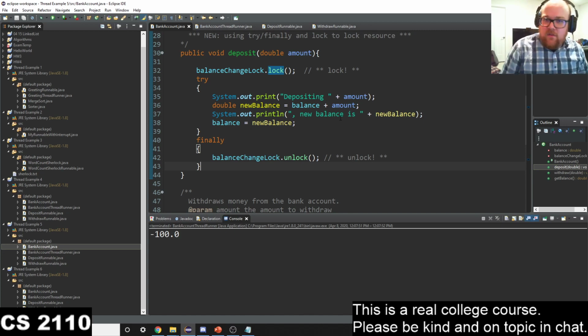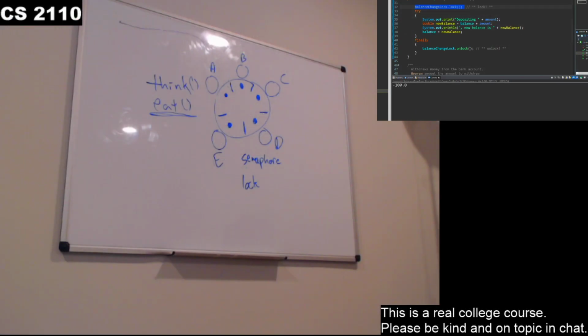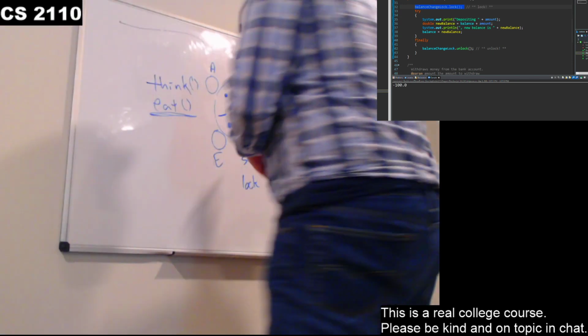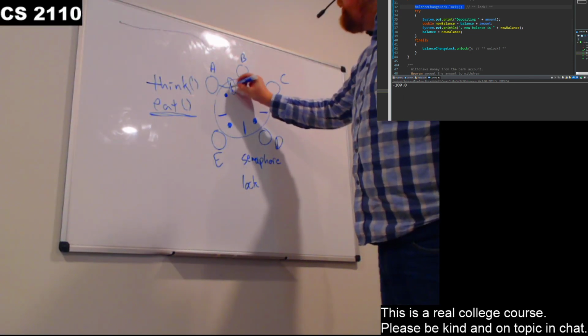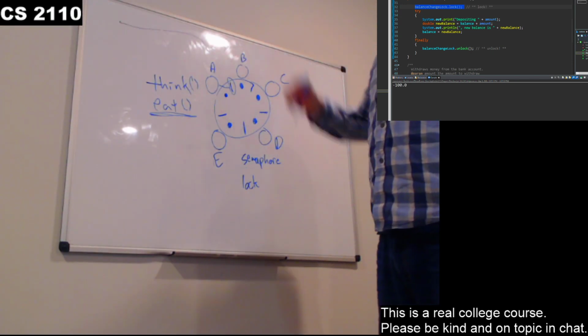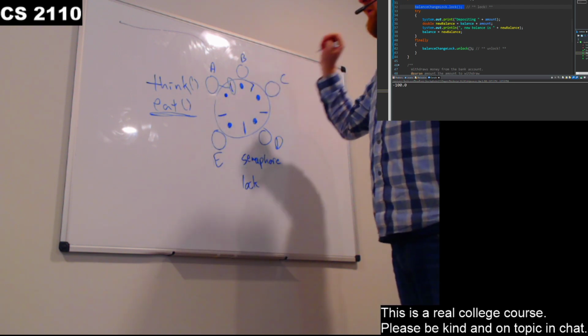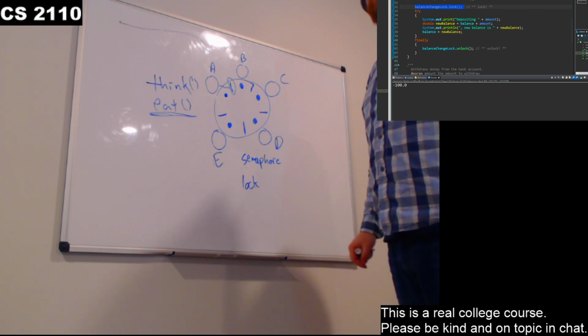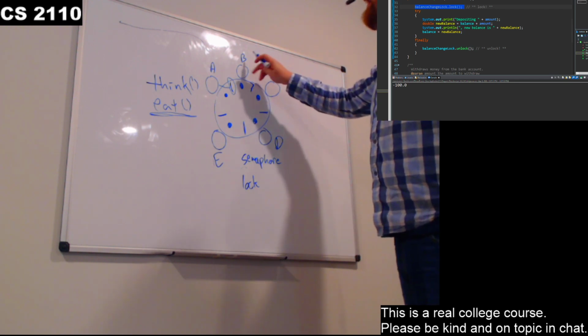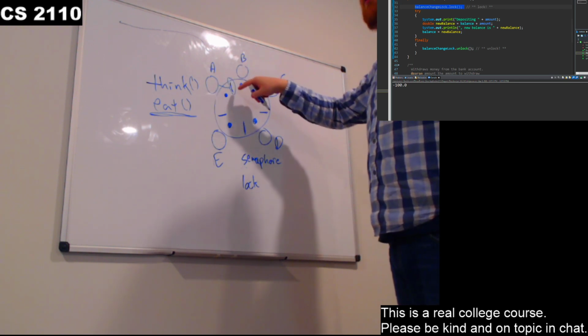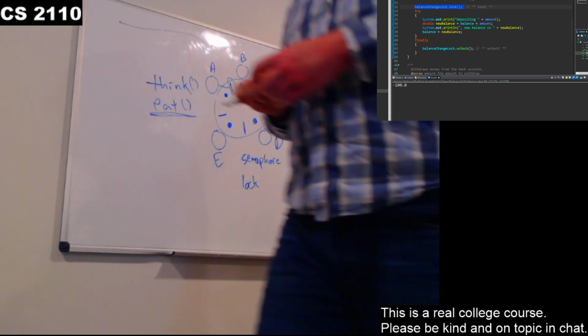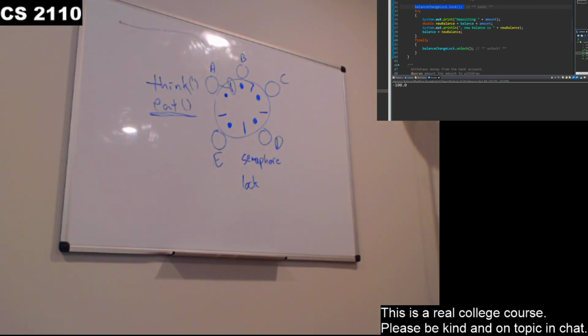And the reason is, the thing about this lock is this, going back to our dining philosophers. If A picks up this chopstick and it never lets it go, B will starve to death. And that's because B can never eat, because A is being greedy and never lets go of that chopstick. B will never be able to run.